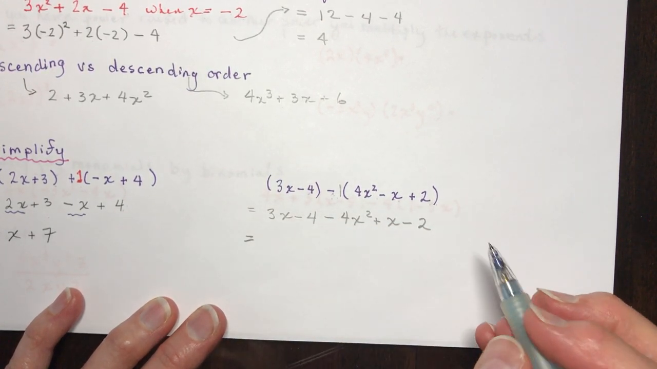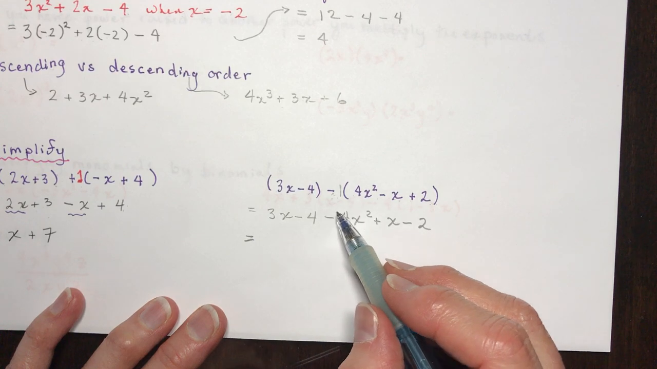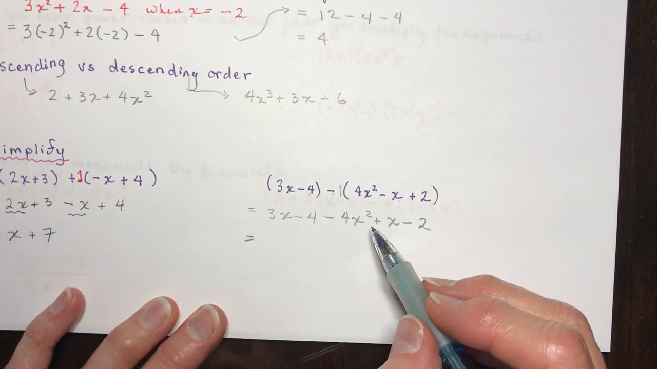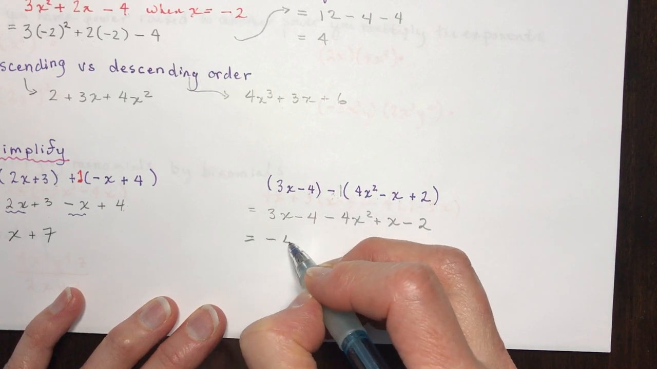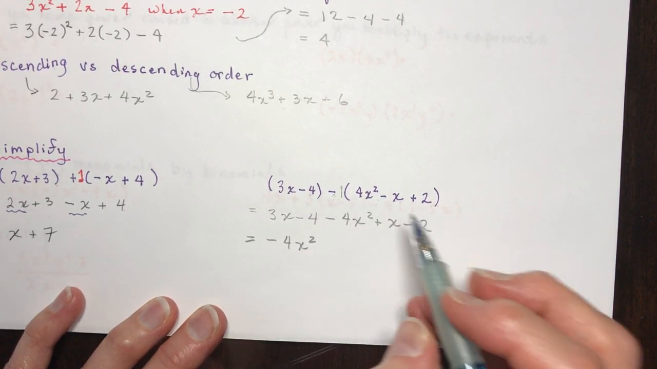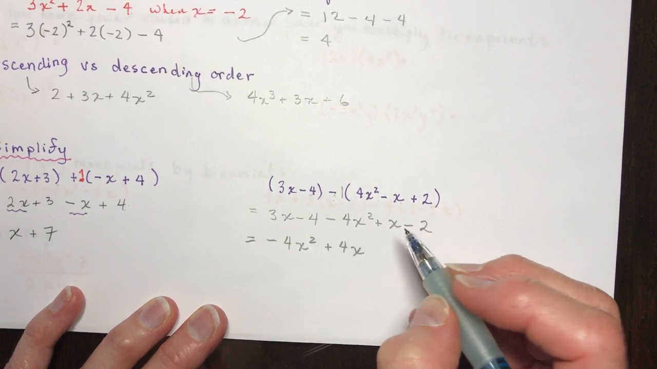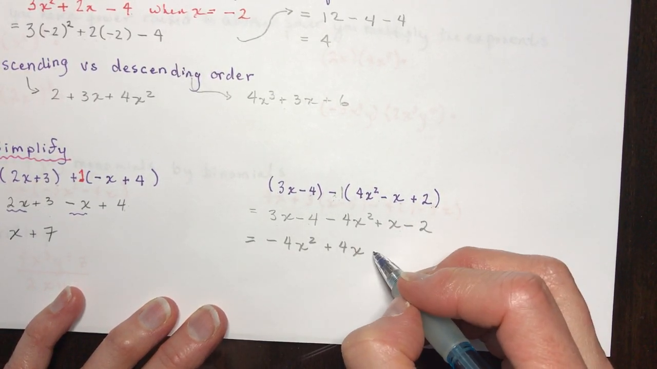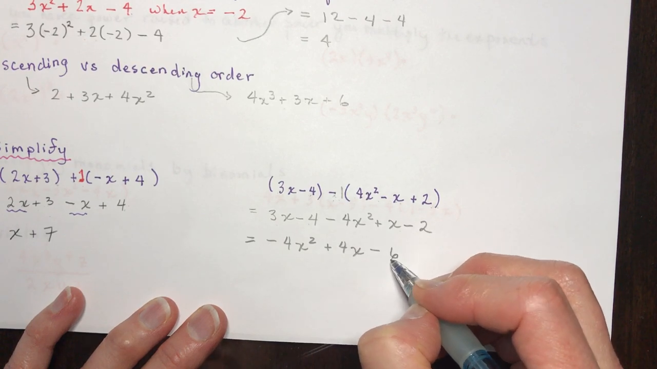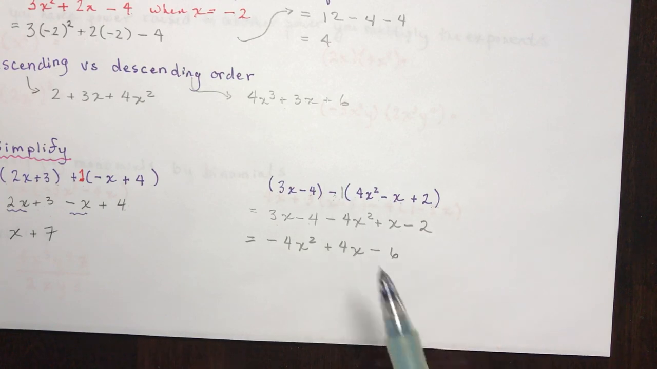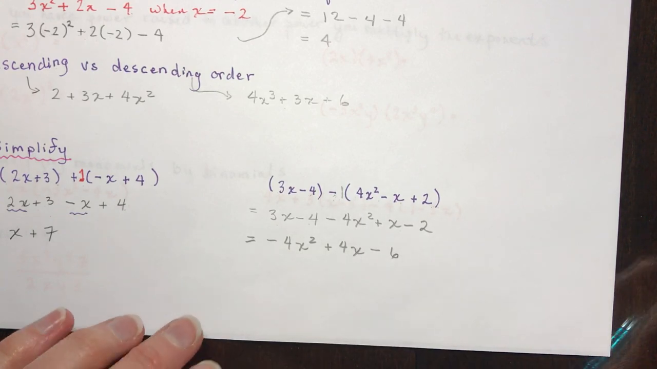And now I look for like terms. So I only have 1 with an x squared. So I have minus 4x squared. And I have 3x plus 1x. So that's going to be 4x. And I have minus 4 minus 2 is minus 6. So that's how you would simplify. Be careful, really careful with these minus signs.